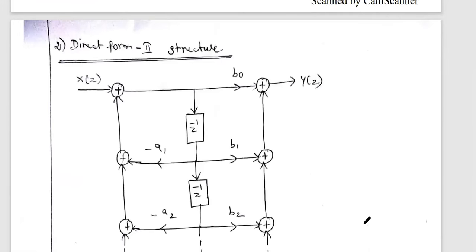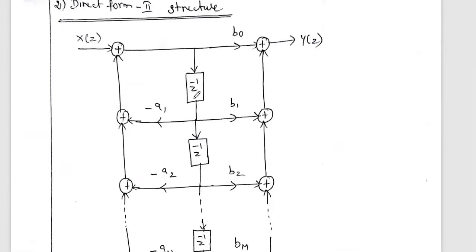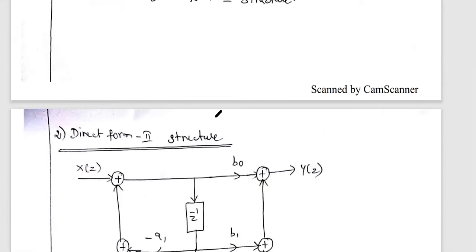But in order to realize the same system in direct form 2, you see only 3 delay elements are used, commonly. The delay element output is shared by the two sides. That is the greatest advantage of this direct form 2 structure. The number of delay elements used is reduced by half when compared to direct form 1. That is the advantage of direct form 2.